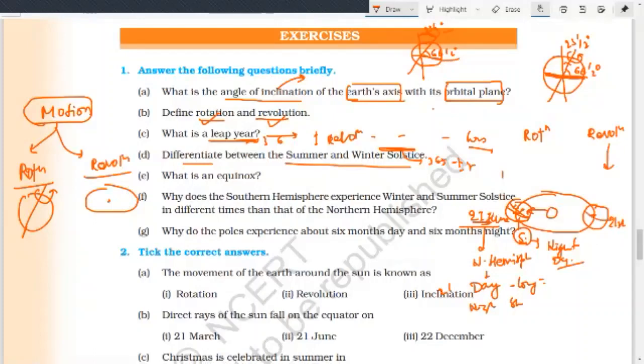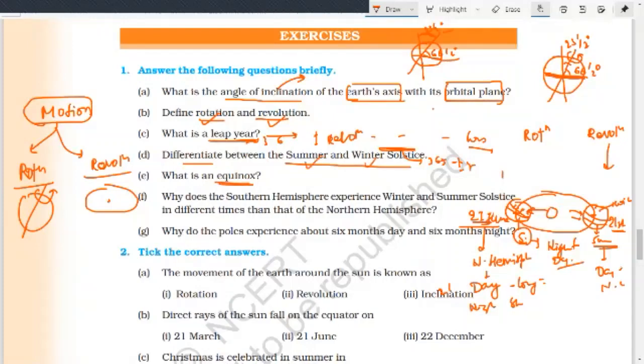A similar thing repeats itself on 21st December every year. The Tropic of Capricorn in the southern hemisphere receives direct sunlight. So there is summer solstice in the southern hemisphere and winter solstice in the northern hemisphere on 21st December. In the southern hemisphere the day is longest and the night is shortest, and the opposite takes place in the northern hemisphere. Hope this is clear to you.